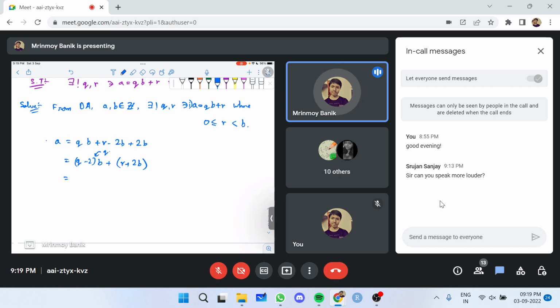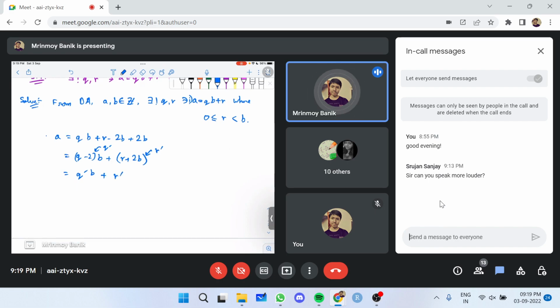Let's assume this is q bar, so q bar b, and let's assume this is r bar, so plus r bar. Previously we had the inequality 0 less than or equal to r less than b. Now if we add 2b everywhere, we get 2b less than or equal to r plus 2b less than or equal to b plus 2b.